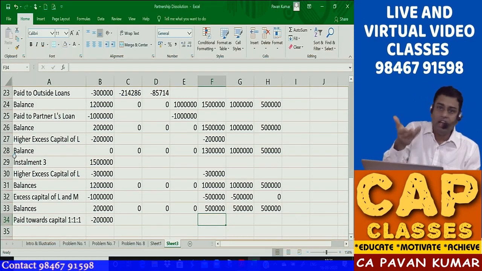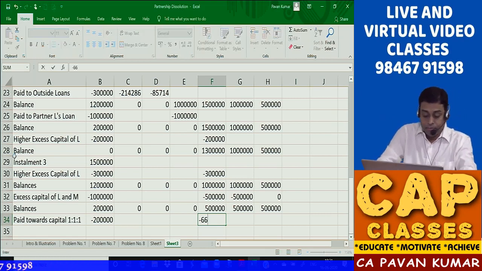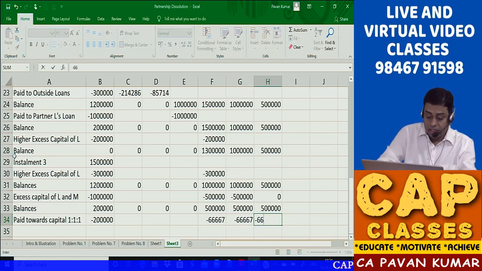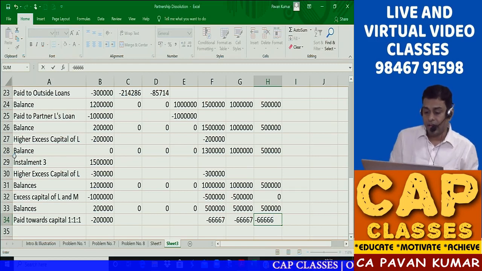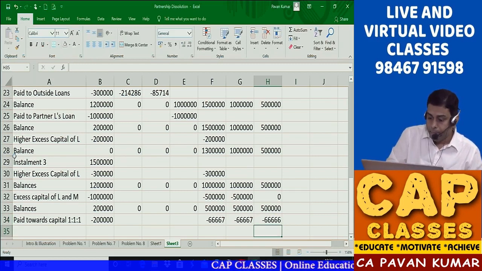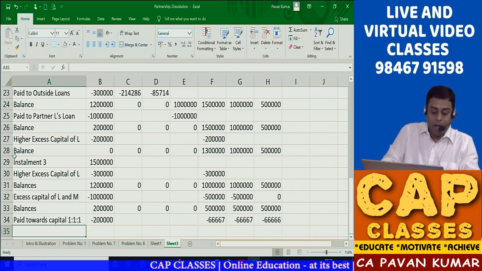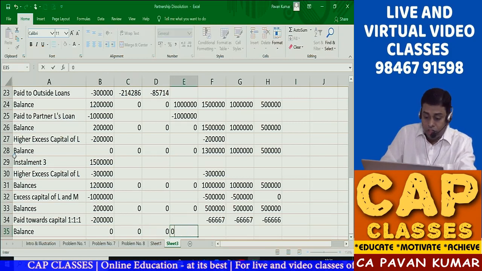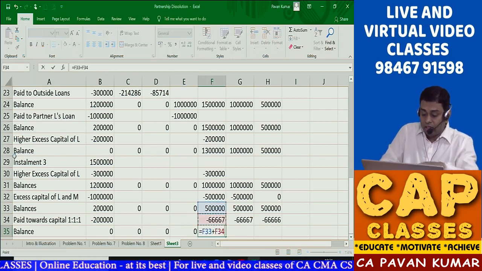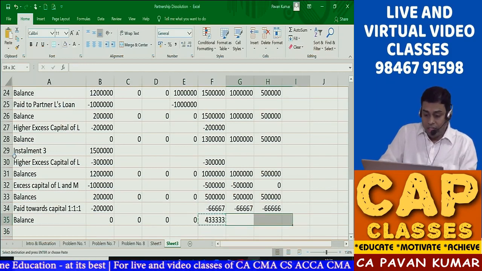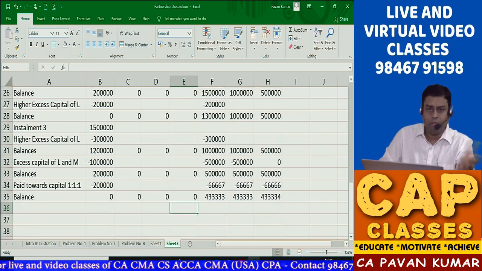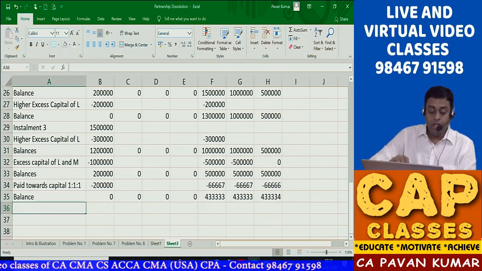So 2 lakhs divided by 3. It comes to 66,667. 66,667 minus 66,666. Correct? Yep. So what is the balance? You don't have any cash now. 0, 0, 0. So here this 43,333, 43,333, 43,333. Technically 1 rupee is different, but in substance it is the same. Then you go to the next installment.